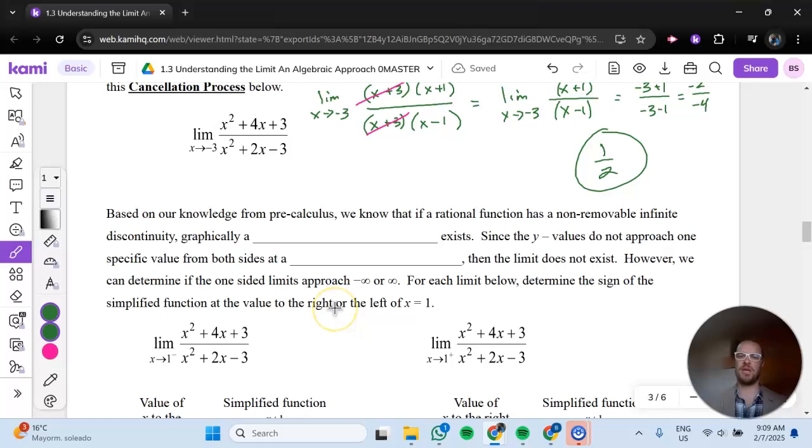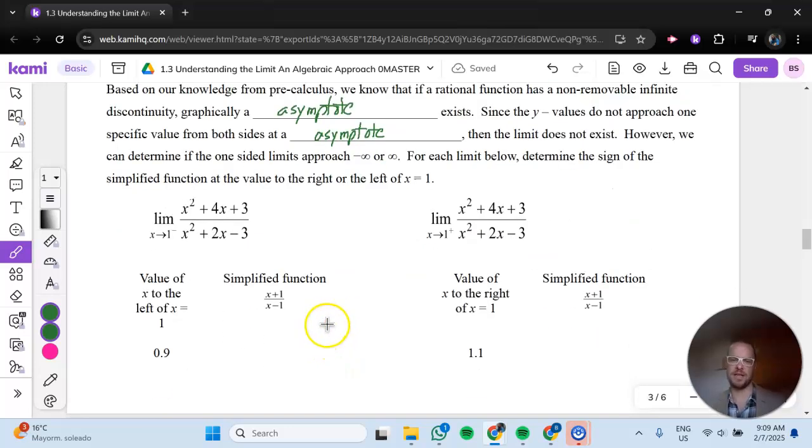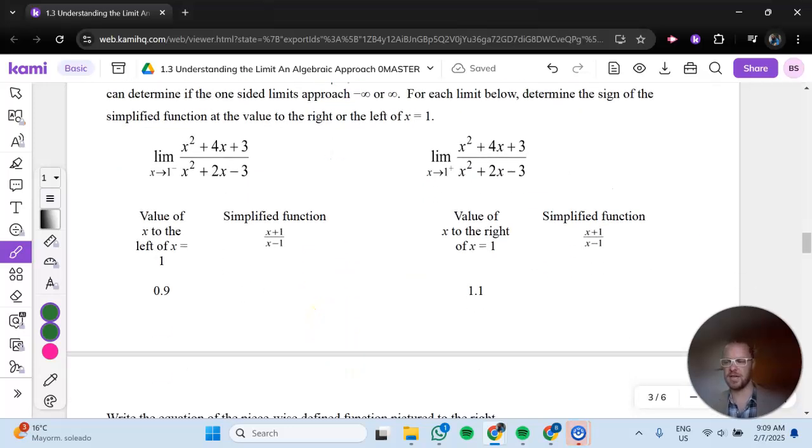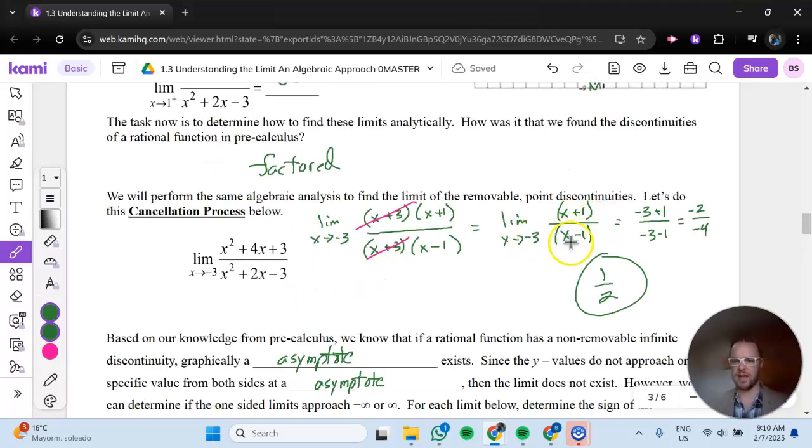All right. So based on our knowledge from pre-calculus, if a rational function has a non-removable discontinuity, graphically, that was an asymptote. That was the thing that doesn't go away. Since the y values do not approach one specific value from both sides at an asymptote, they can, but they don't in this case, then the limit does not exist. However, we can determine if the one-sided limit exists still, and we're going to do that analytically here. So we know that this is an asymptote already because we saw the graph. It doesn't cancel out, and we saw it when I did it algebraically as well. It's still on the bottom there.